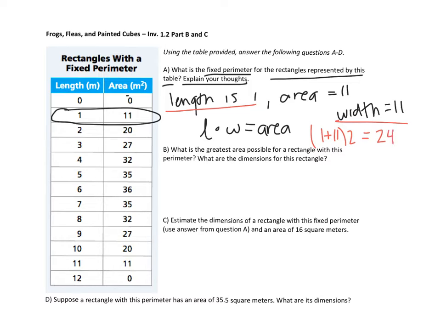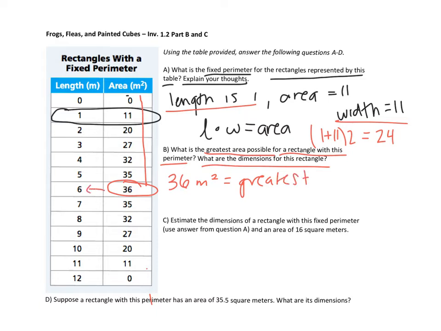All right. And so for B, what is the greatest area possible for a rectangle with this perimeter? And then what are the dimensions? Well, again, if we're reading our graph, we see 36 is our highest. So 36 meters squared is the greatest. And again, looking at my dimensions, and we kind of talked about this in the last video, squares give us the greatest amount of area. So 6 times 6 gives me 36. So it's a 6 by 6 rectangle.